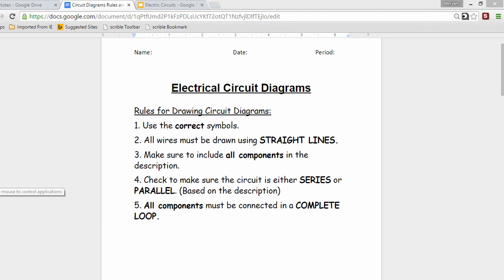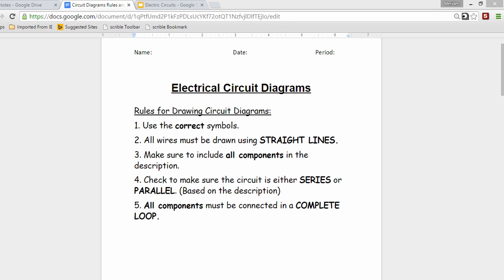This video is on how to draw circuit diagrams. Before watching this video, make sure you understand what a circuit diagram is and what the difference is between an open and closed circuit.